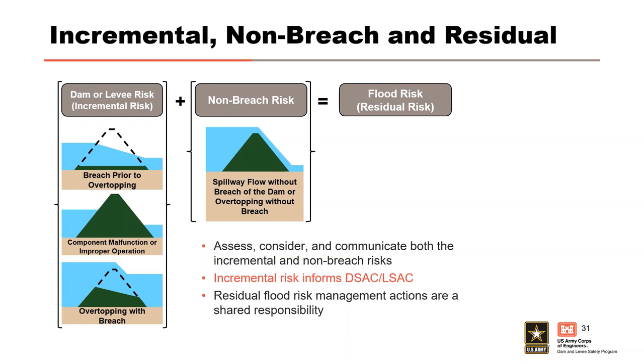Incremental risk is the same as the infrastructure risk and can be the result of breach prior to overtopping, a component malfunction, misoperation, or overtopping with breach. This is the risk associated with the dam or levee and its components not performing as intended. Even when a dam or levee performs as intended, there is still some risk of inundation. This is referred to as the non-breach risk.